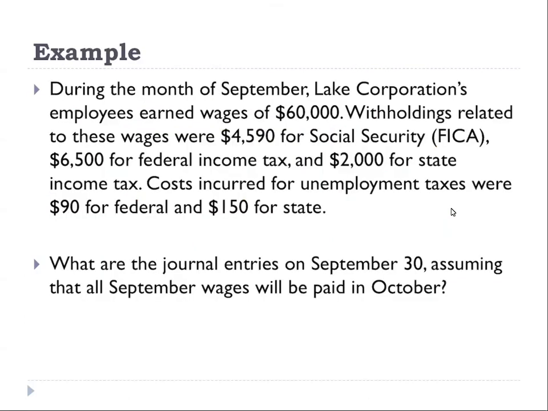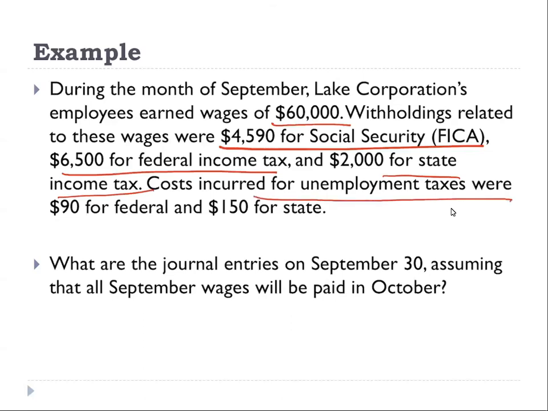And now let's talk about the journal entry. Suppose the employee earns wages of 60,000. Withholdings related to this wage are FICA, federal income tax, and state income tax, with costs incurred for unemployment tax for federal and 150 for state. What are the journal entries? There are two journal entries here.